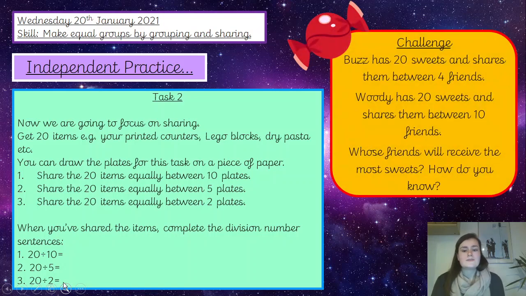And your challenge for this task, Buzz has 20 sweets and shares them between 4 friends. Woody has 20 sweets and shares them between 10 friends. Who will receive the most sweets, and how do you know? Okay, so pause the video for me now and you can have a go at answering these questions.